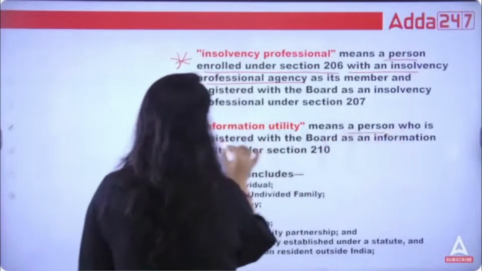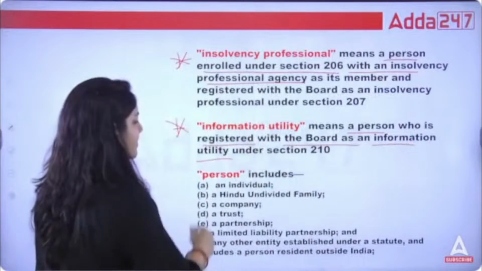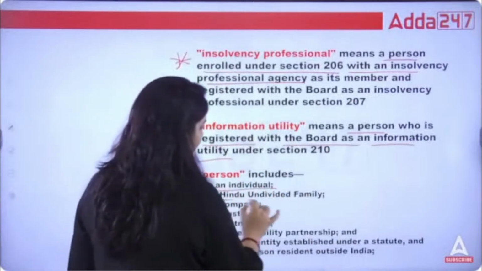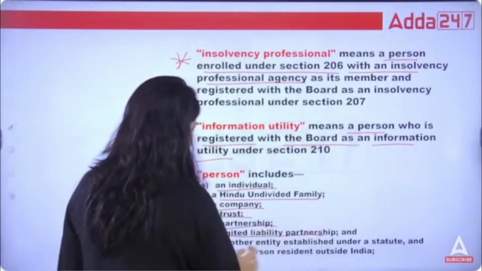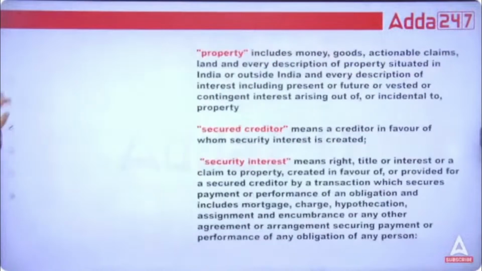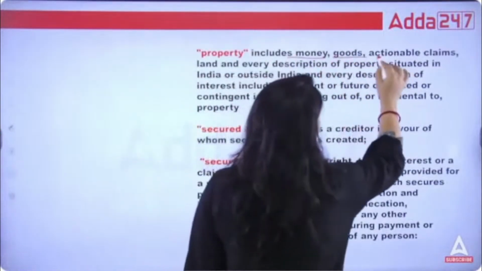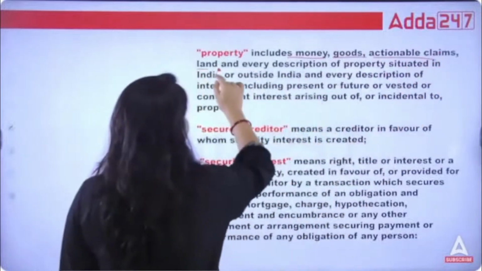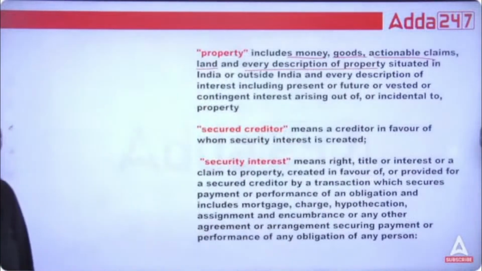A person who is registered with the board as an information utility. What is a person? Individual, Hindu undivided family, company, trust, partnership, LLP or any other entity. That is called a person. Property includes money, goods, actionable claim, land, every description of property. That is called property.